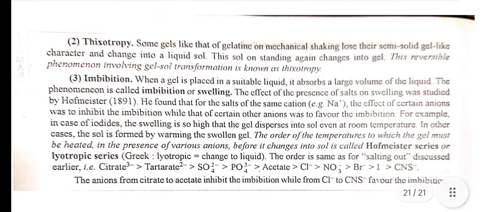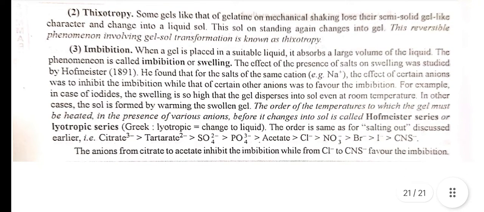Second is thixotropy. Some gels, like that of gelatin, on mechanical shaking lose their semi-solid gel-like character and change into a liquid sol. This sol, on standing, again changes into gel. This reversible phenomenon involving gel-sol transformation is known as thixotropy. Imbibition. When a gel is placed in a suitable liquid, it absorbs a large volume of liquid. The phenomenon is called imbibition or swelling.